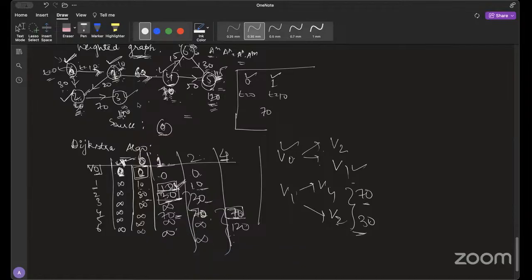V2, you have a 10. These were already fixed, right? The 31 and all of these are fixed. Then V4 is at a distance of 70.